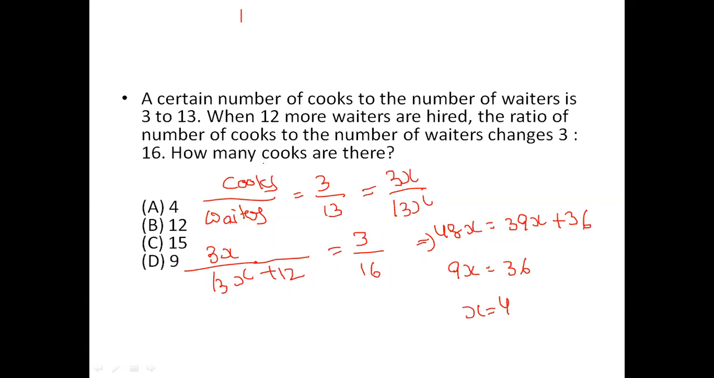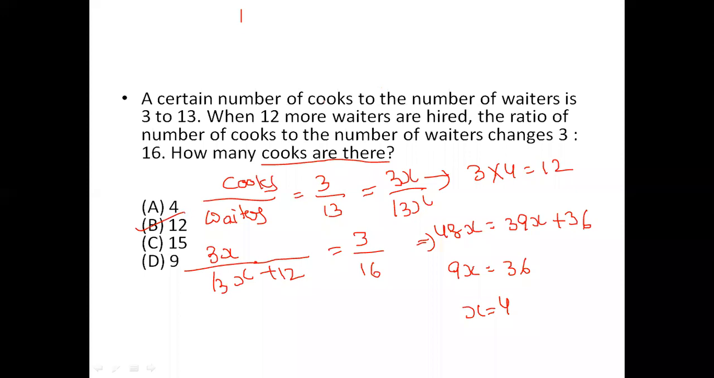What are they asking in the question? How many cooks are there? How many cooks are there means they're asking for which value? They're asking for cook's value, which is nothing but 3x. So 3 into 4. What's the answer for the question, guys? Answer for the question is 12. So answer option is B. Is that clear now?